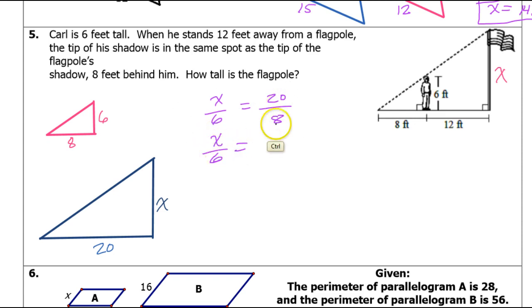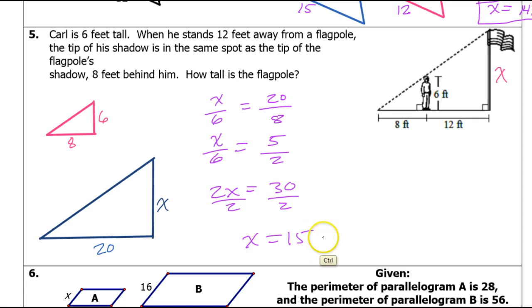So x over 6 reduces down to, let's see, both of these are divisible by 4, so 5 over 2. And then I cross multiply. So I have 2x is equal to 30. And when I divide by 2, I get x is equal to 15 feet. So that will be the height of the flagpole. The key is to draw the triangles separately.